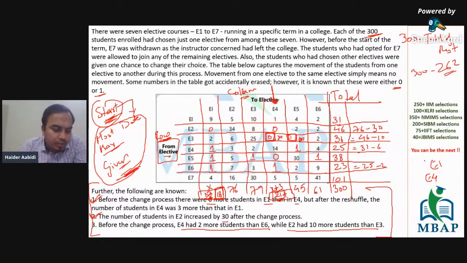So how many electives among E1 to E6 had a decrease in their enrollment after the change process? We just saw this. So 31 became 18 was one of the cases. 25 became 21. That was another case, E4. And E7. Sorry, this is E7. So we are not going to count E7, right? We just looked at it wrong. So this is going to be only two cases, right? E1 and E4. Just two cases. This is for E7. E7 is 101. It's only going to be two cases here.